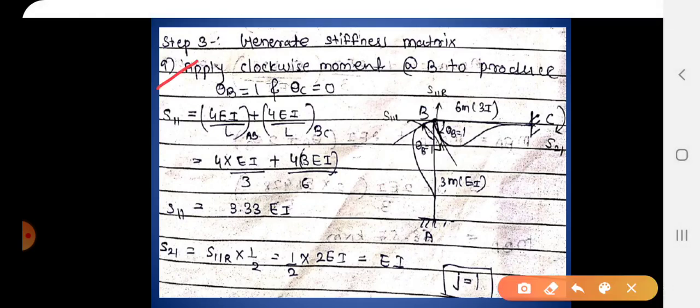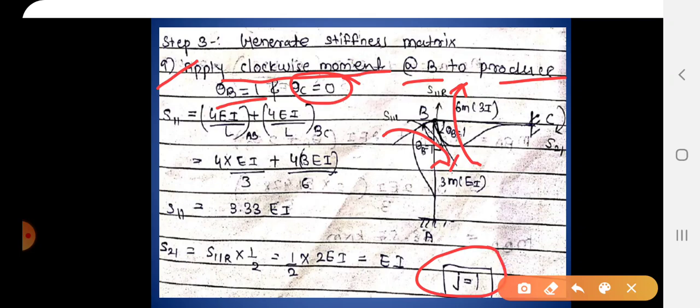Then go to step 3, generate the stiffness matrix. In that part A, our first redundant is theta B. The corresponding action is moment B. Therefore apply a clockwise moment at B to produce theta B equal to 1 and the other displacement theta C equal to 0. So accordingly in this frame I have considered parts A, B, C. So applied a clockwise moment at B for column AB and at B for column BC. So this is J equal to 1. First step is there, part A, therefore J is 1.